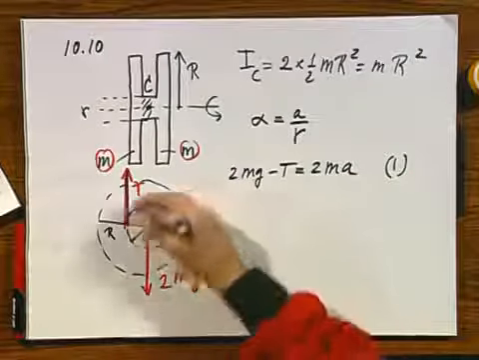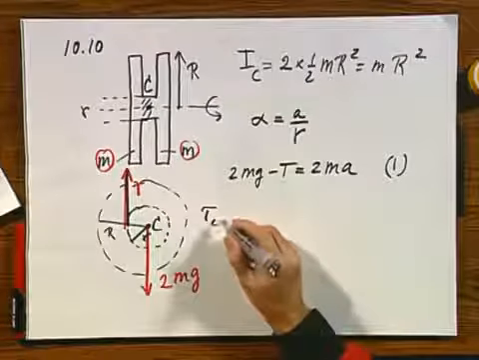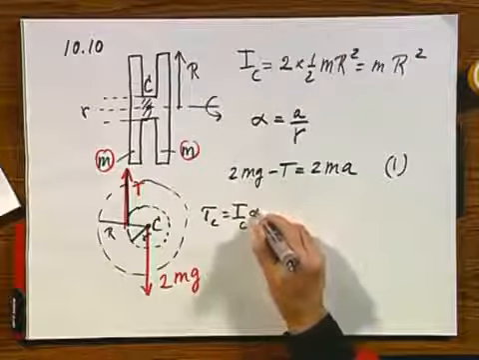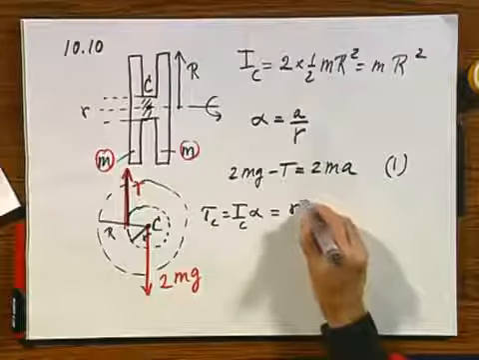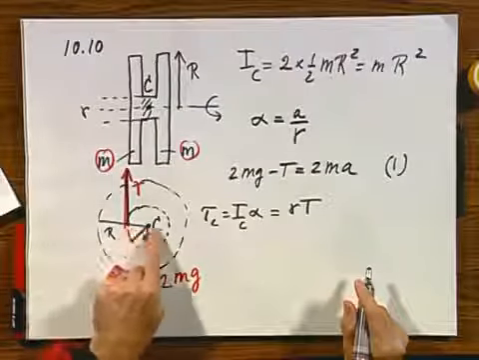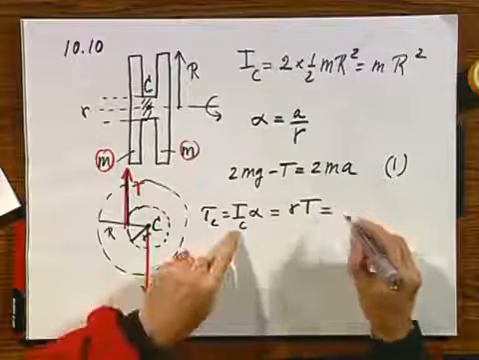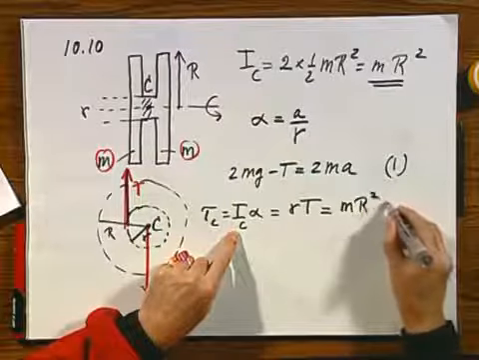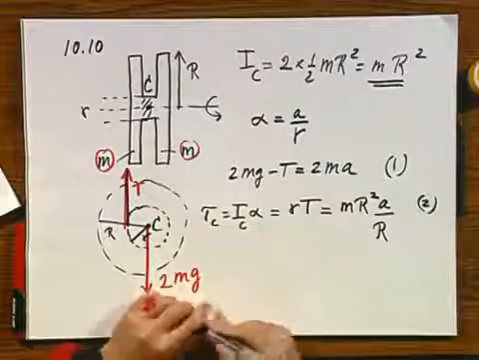And in the torque situation, I will take the torque relative to point C, which is the moment of inertia about point C times alpha. And that equals little r times T. If I take the torque relative to point C, it is this perpendicular distance little r times T. And that equals the moment of inertia about C, which was mR squared, times A divided by R. So I have already eliminated alpha. This is the second equation.